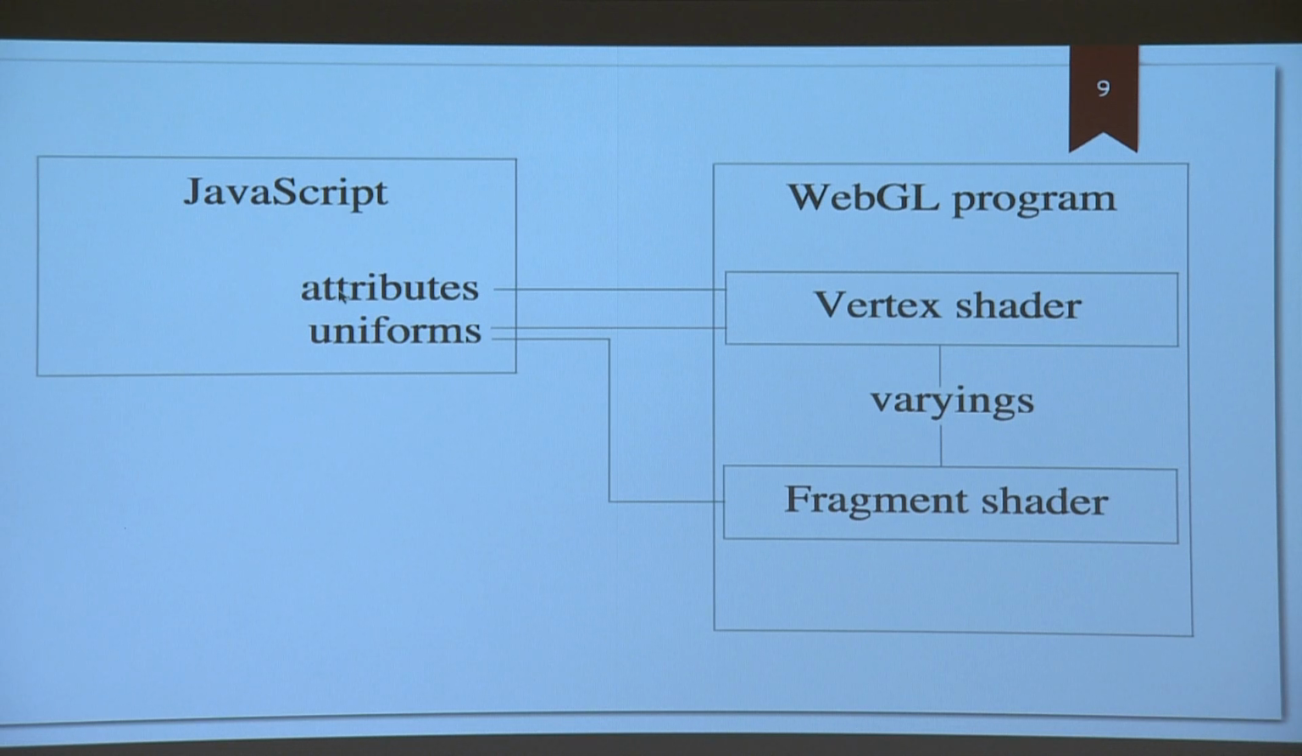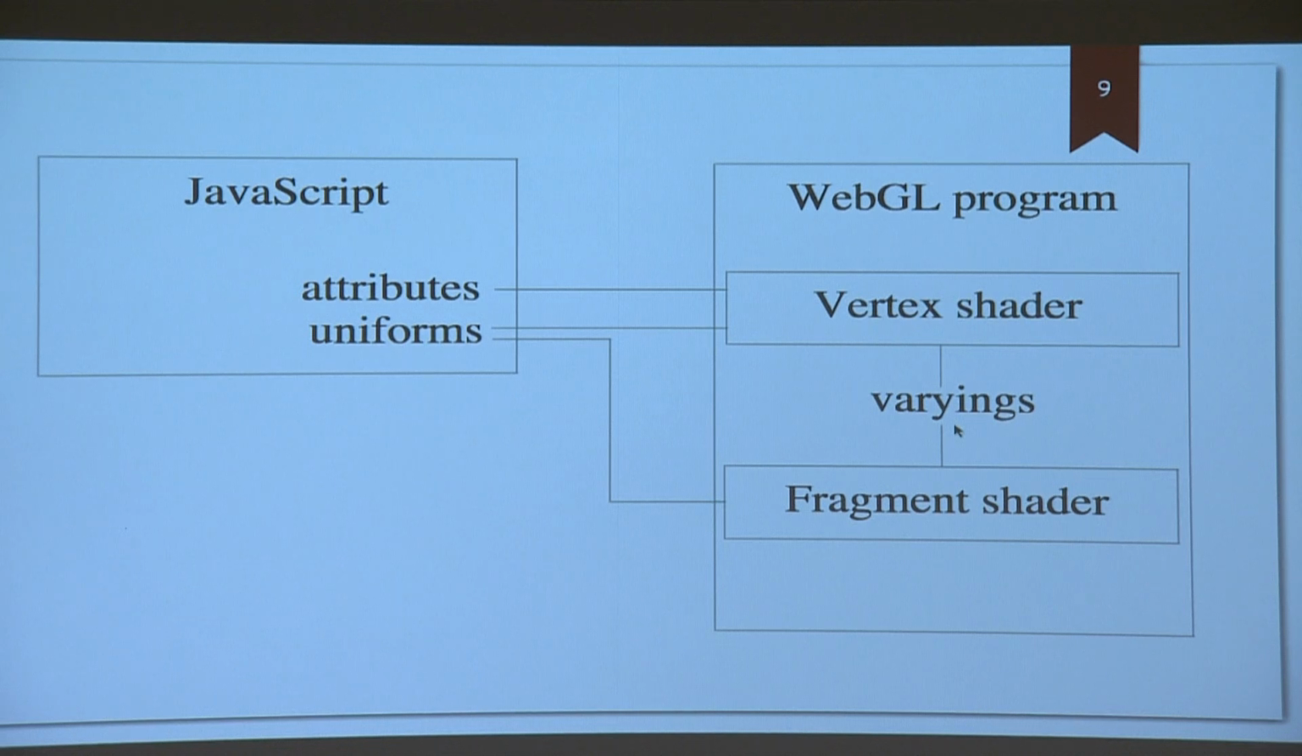So the attributes are passed only into the vertex shader, and they don't get passed into the fragment shader because it doesn't make sense to have them there. They're defined per attribute, per vertex. You don't have vertices in the fragment shader, so it doesn't make sense to define them there. Uniforms are your global variables, which go both into the vertex shader and the fragment shader. These are just overall control things that you can pass into both.